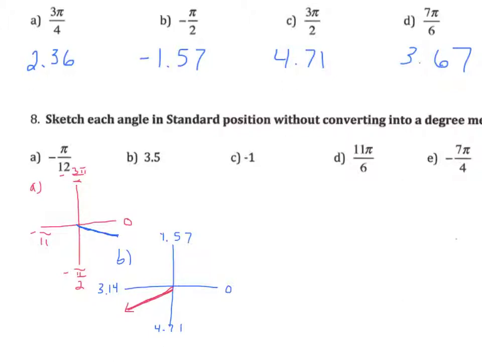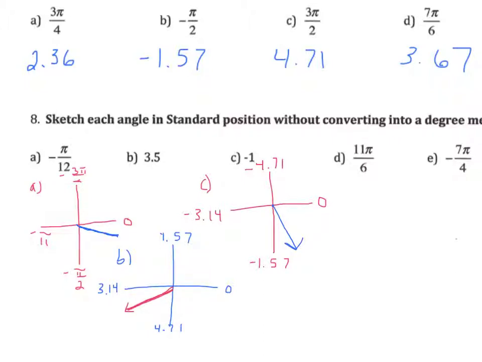For part C, we're given -1, and there's no degree symbol. So we want to use decimal radians. And I am going to go clockwise and use some negative radians. So I'm going to start at 0. And then down here is -1.57, -3.14, and -4.71. And then I know that -1 would definitely be before -1.57. So maybe about right here would be -1.